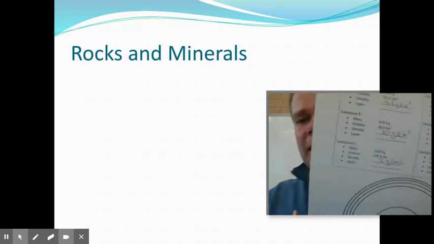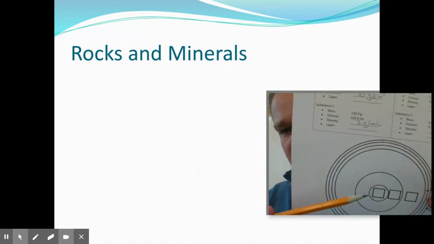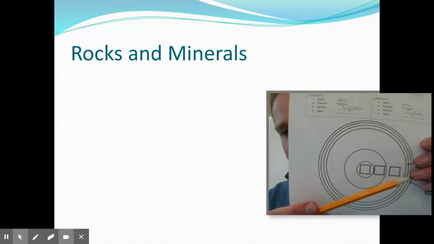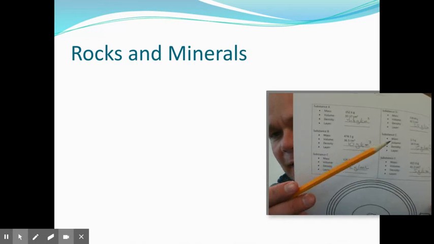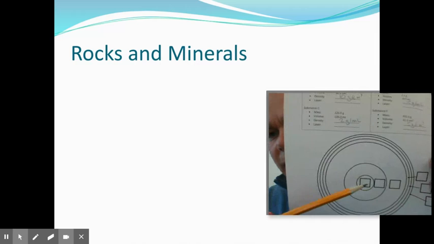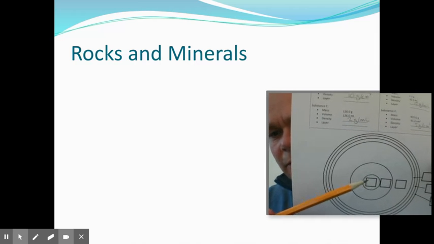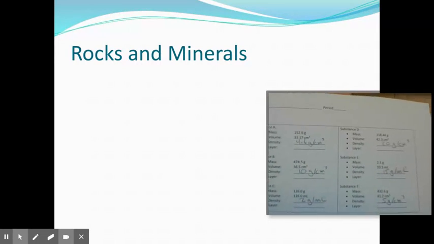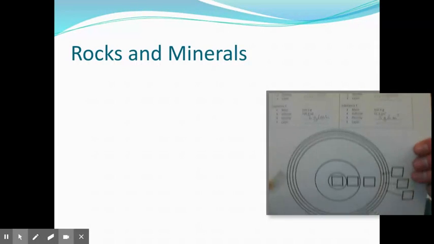All right, now that I have my densities calculated, you're going to jump down here. You'll come back to the layers later. And you're going to look at these layers. I have these boxes where you can write the substance letter, A, B, C, D, in the correct spot. So how would you know which letter goes in the middle there? Well, as we said, the heavy stuff, the dense stuff, sinks to the middle.